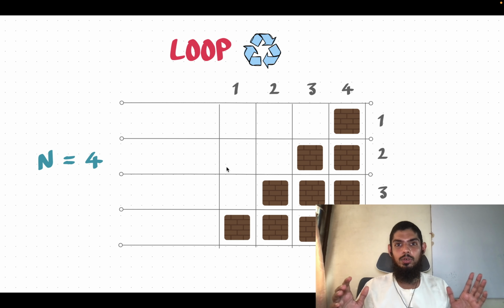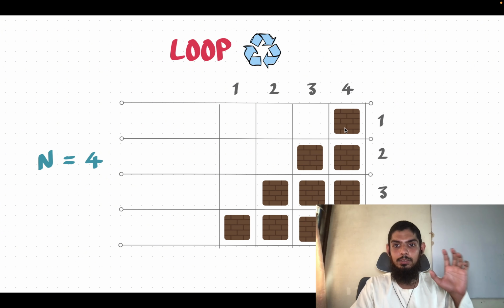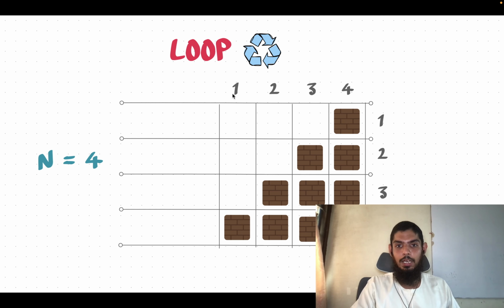So here is a more visual appearance. Here I've created a table and I've placed these staircase boxes in appropriate places. So we have the columns over here, 1 2 3 4, and then we have 4 rows. So if n is 4, we'll be having 4 rows and 4 columns.